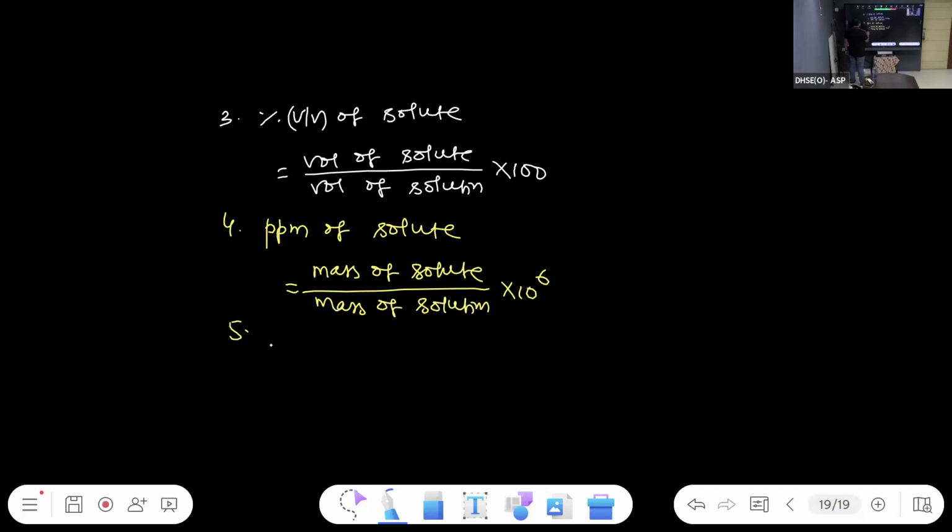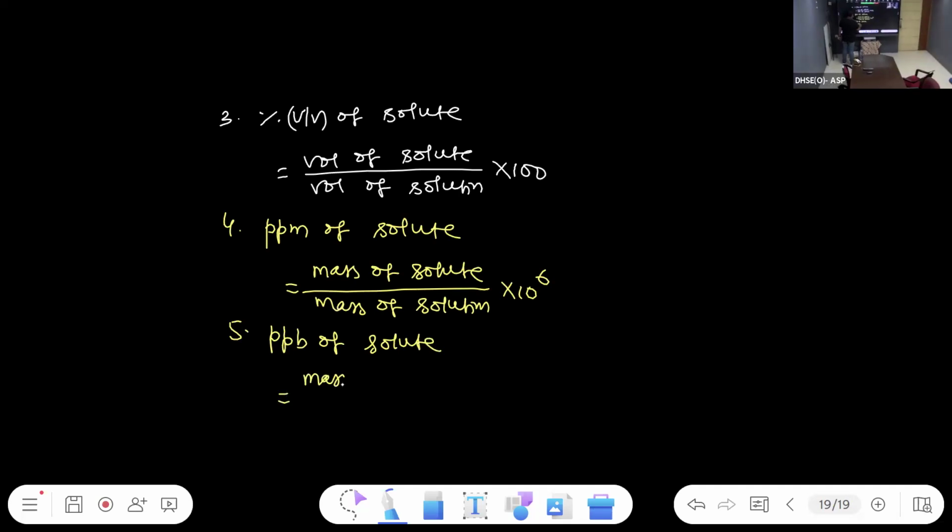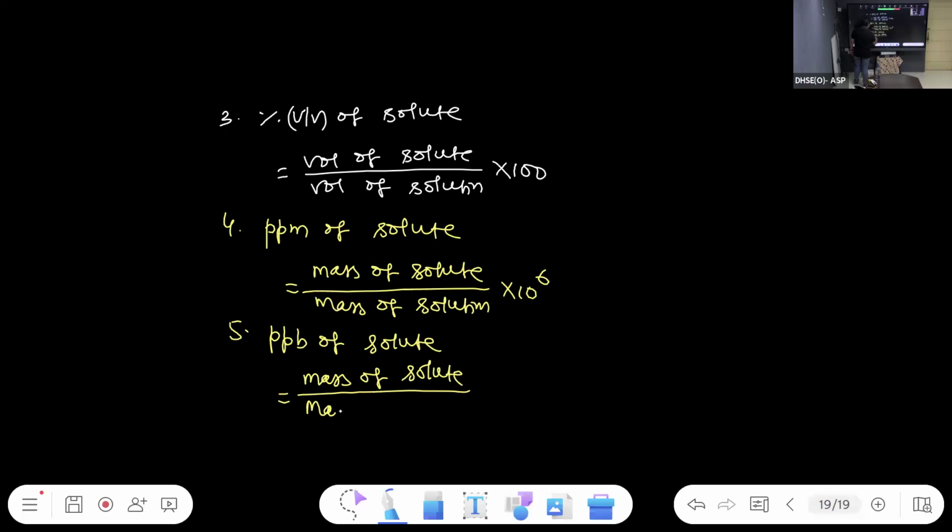Similarly, ppb of solute, that is mass of solute divided by mass of solution into 10 to the power 9.